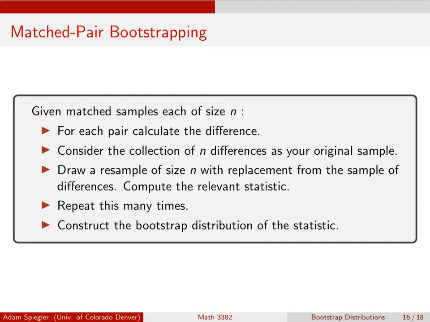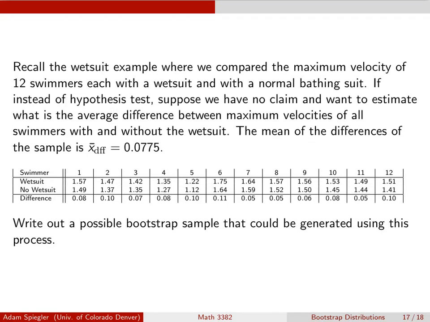So let's take a look at an actual data set, and that might help clarify this process. We're going to re-investigate the example with the wetsuits that we looked at when we did permutation tests. This was the case where they came out with a new wetsuit that some swimmers wanted to use in the Olympics, and they were curious to see whether that wetsuit gave an unfair advantage.